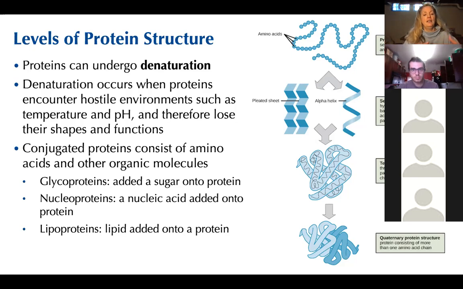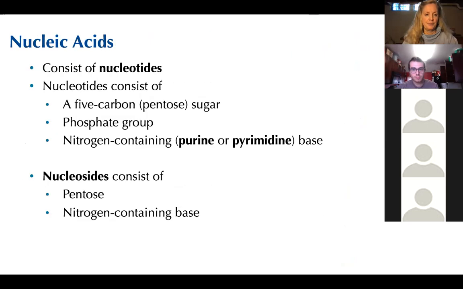And we'll also see that a lot of our conjugated proteins we will describe as consisting of amino acids with other things hooked onto them. Glycoproteins, we've added a sugar onto our protein. Nucleoproteins, we've added a nucleic acid onto it, or a lipoprotein, we've added some lipid onto our proteins.